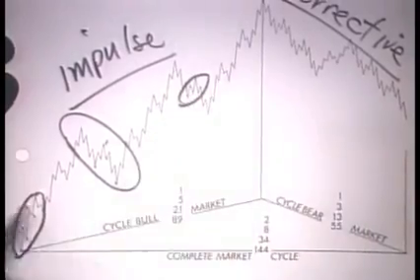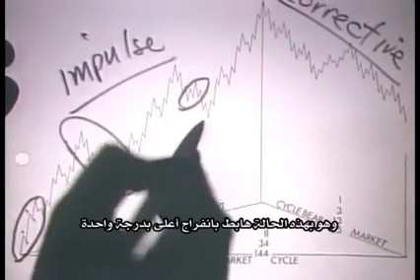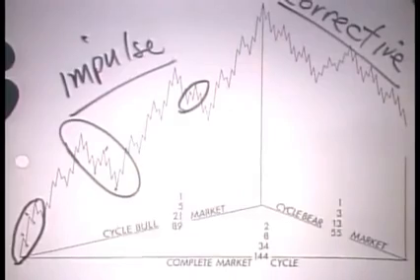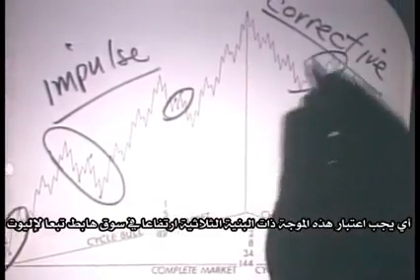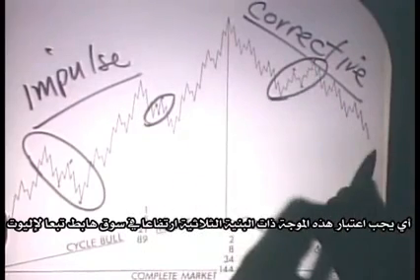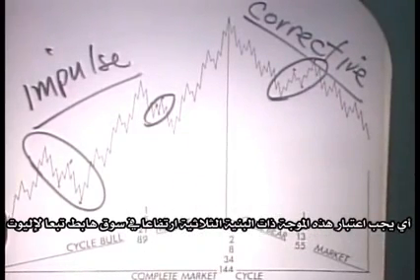Against the larger trend, which in this case, if 1 degree higher is down, this 3-wave structure should be considered a bear market rally. This 3-wave structure, within the framework of this larger trend to the downside, would be considered a bear market rally under Elliott.